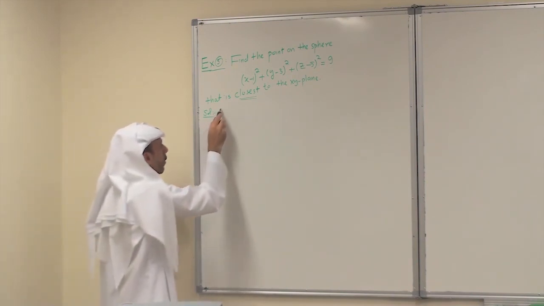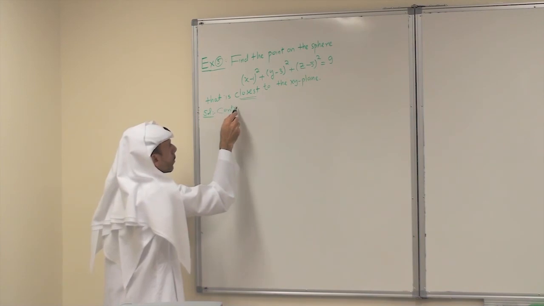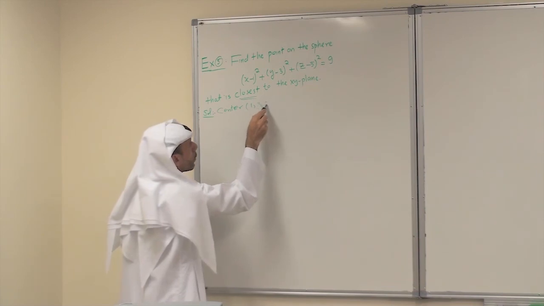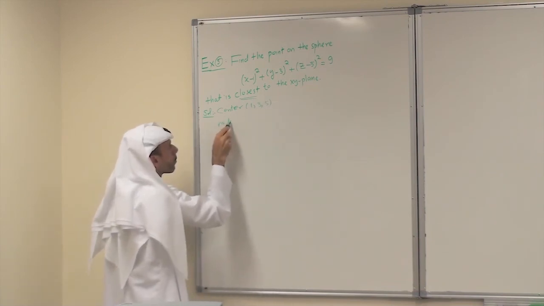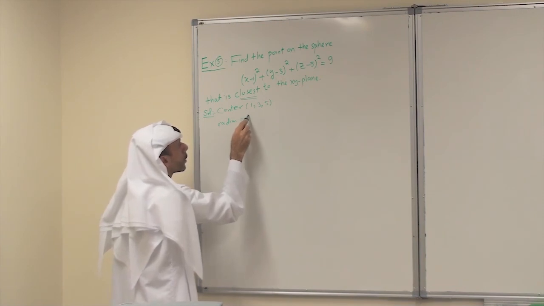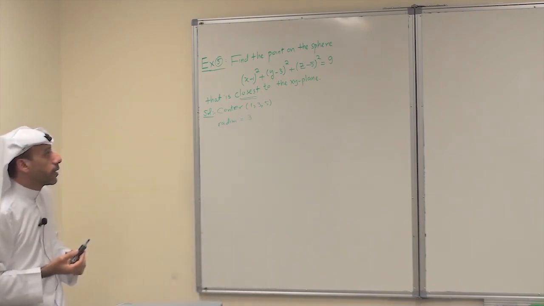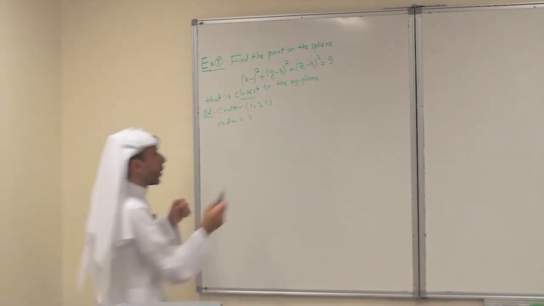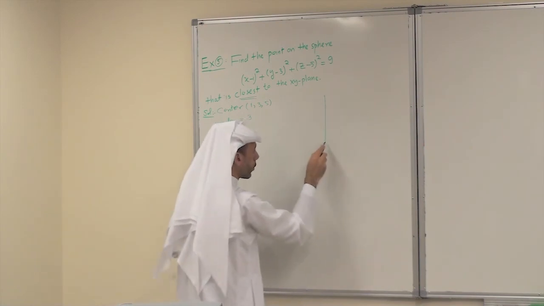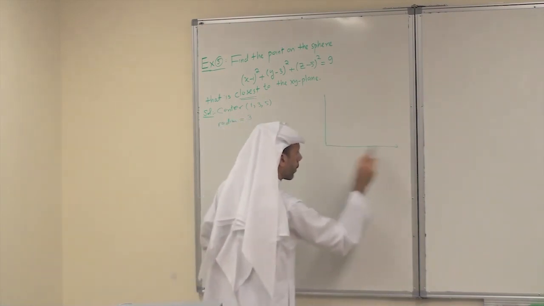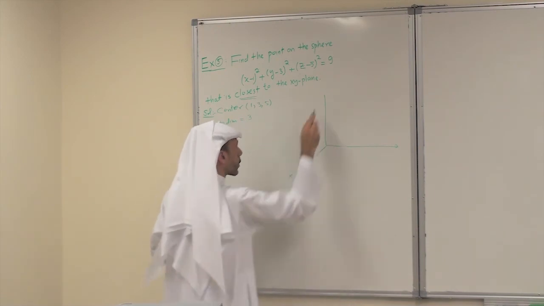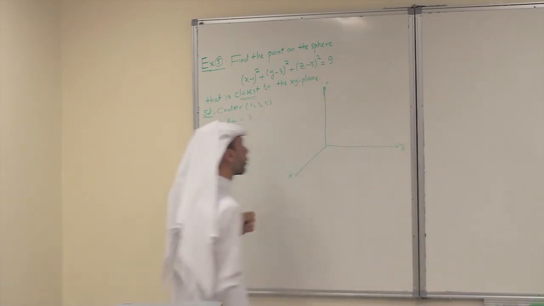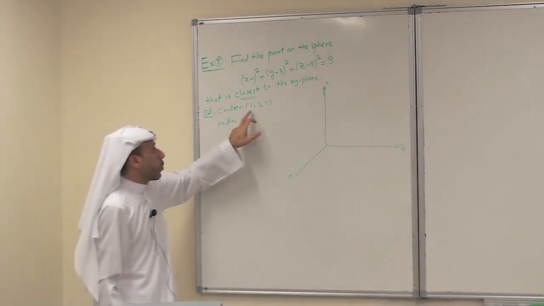The center is (1, 3, 5), and the radius equals 3. This is the center and radius of the sphere. Now let me locate the center in the space here. So this is the xyz space, x, this is z and this is y. The center is again (1, 3, 5).